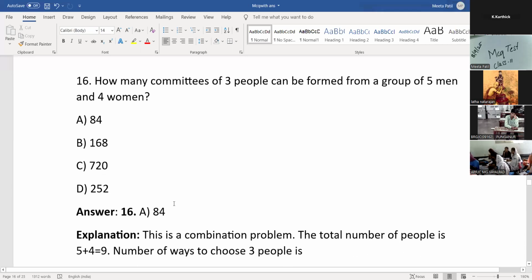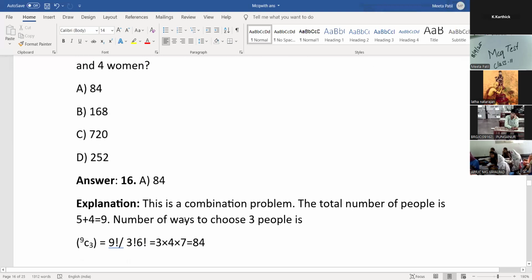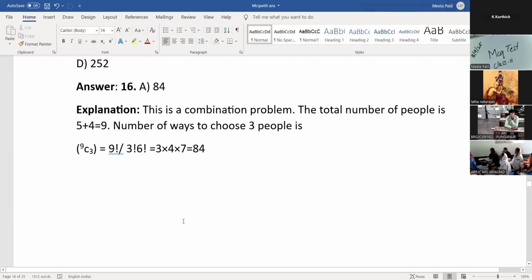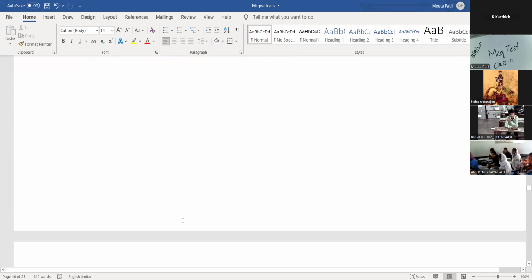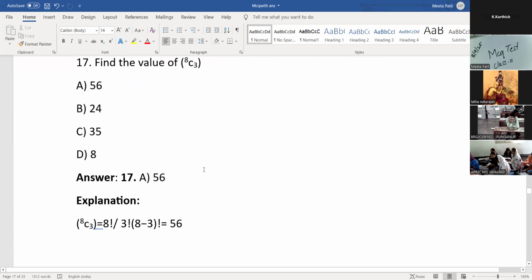The 16th question is, how many committees of 3 people can be formed from a group of 5 men and 4 women? Here again you have to use the combination formula. If you solve that, you will get the answer as option A, 84. For the 16th question, 84 is the correct answer. Next one is, find the value of 8C3. You already know the combination formula. So using that formula, put the values of n and r.